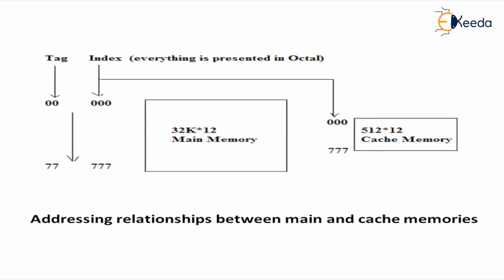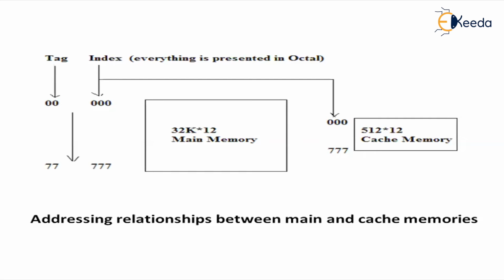Here the main memory is 32K into 12 and the cache memory is 512 into 12. And we have two fields: one is called the tag and the other is called the index. As an assumption, in case the tag is 00, the index is 000. Now here the data is represented in this diagram in octal form, and this tag is converted into 77 and then the index is 777.